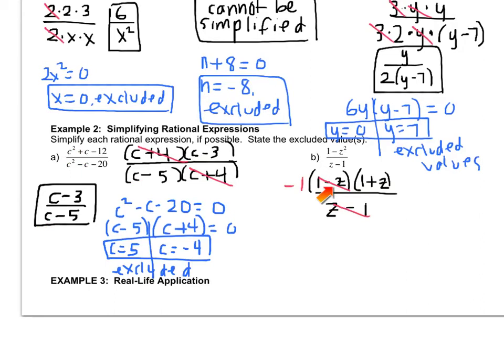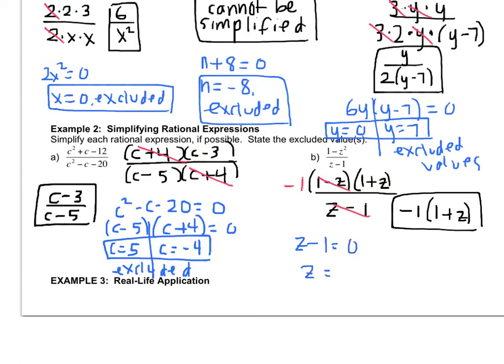So the final answer for this is negative 1 times 1 plus z. Since the whole denominator canceled, I don't have anything in the denominator spot, but I do have to determine the excluded values. So z minus 1 is 0. So the value for z is 1.